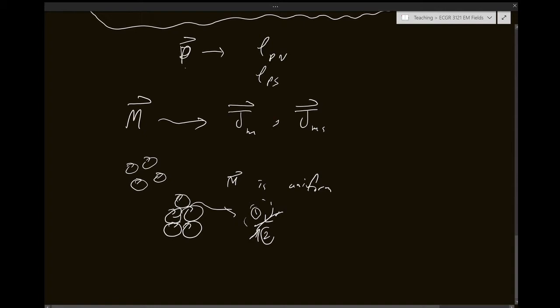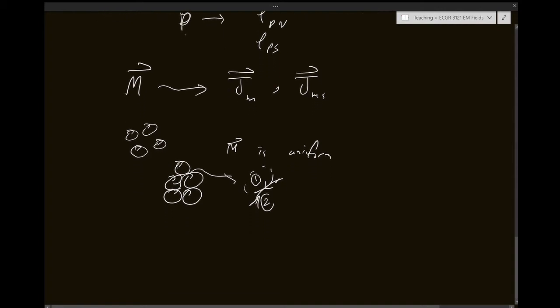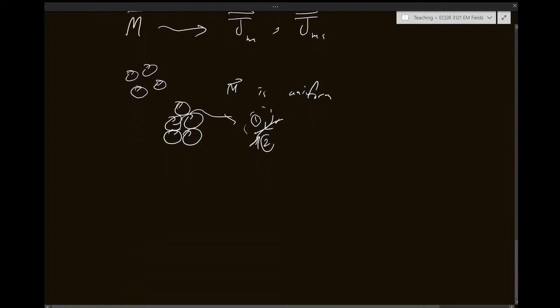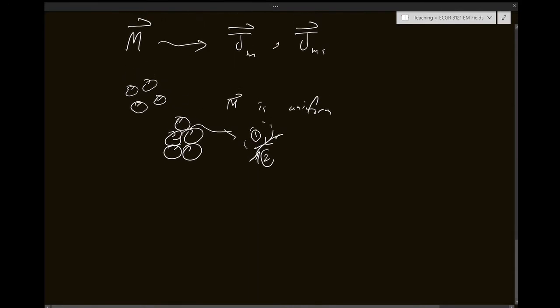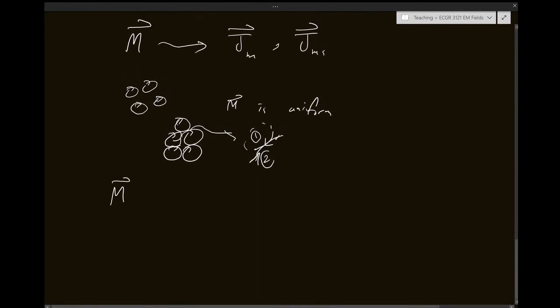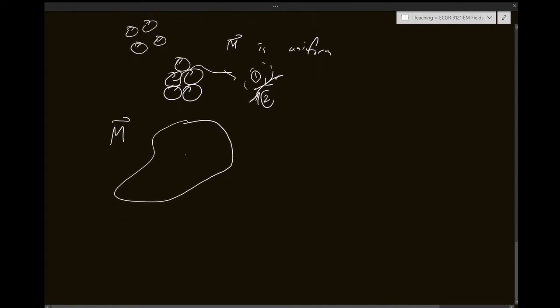Okay, so that's where we are getting. So how can we do this? Well, let's assume M is not uniform in a certain region of space. Let us zoom in on a very small region where M is uniform, or the loops are uniform.